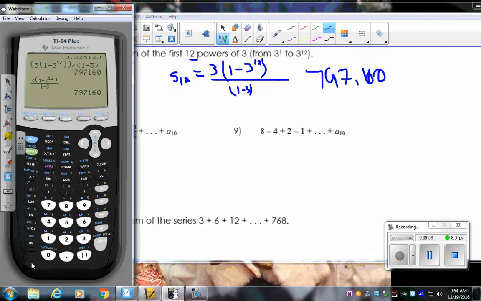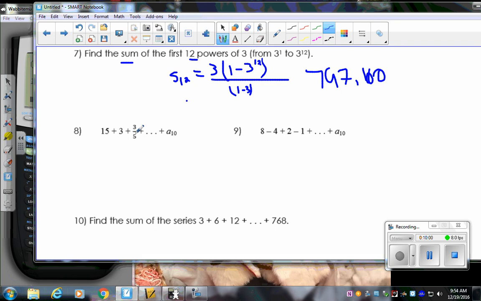Okay. All right, so in number 8, same thing. We can find the sum of the first 10 terms. So I know this is a series, guys, because there's plus signs in between. A sequence would be a list and would just have commas. That's the difference when you're looking at it in written out form. A sequence has commas, a series has plus signs. And I'm going up to 10 terms because it ends at a sub 10. So I'm finding the sum of the first 10 terms.